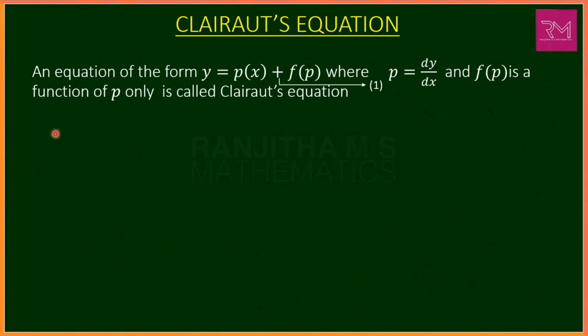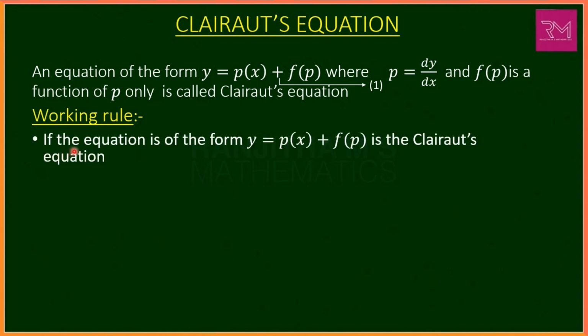Let's see the working rule to find the general solution of a nonlinear differential equation with the help of Clairaut's form of equation. First step: they will give a nonlinear differential equation or directly a Clairaut's equation of the form y = px + f(p). If they give a nonlinear differential equation, we have to reduce it to Clairaut's form of equation, that is y = px + f(p).